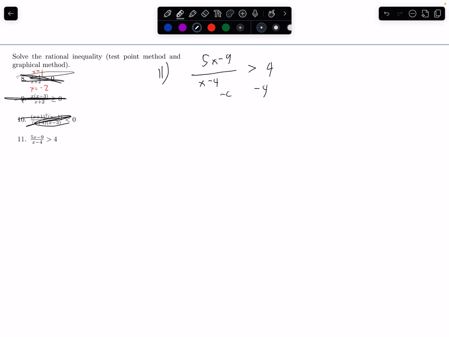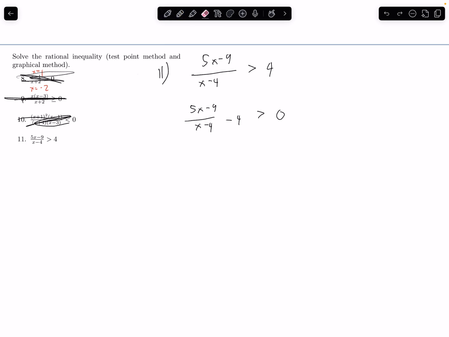Subtract 4 on both sides, right? If I subtract 4 on both sides, I get (5x minus 9) over (x minus 4) minus 4 is greater than 0. But this doesn't look like a rational expression. So how do I change it to a rational expression? Well, just change this to common denominators, right? What's 4 in terms of something over x minus 4? Well, let's multiply top and bottom by x minus 4.